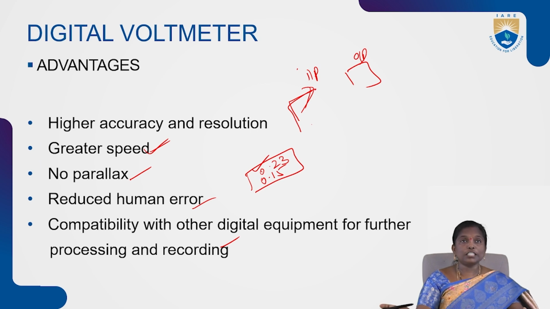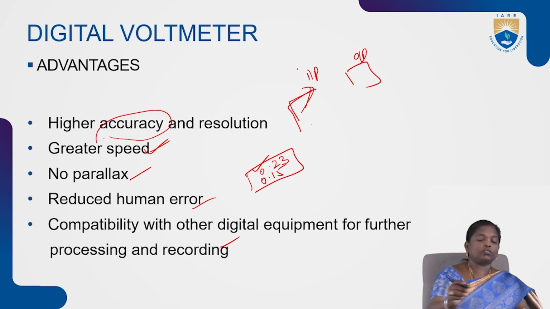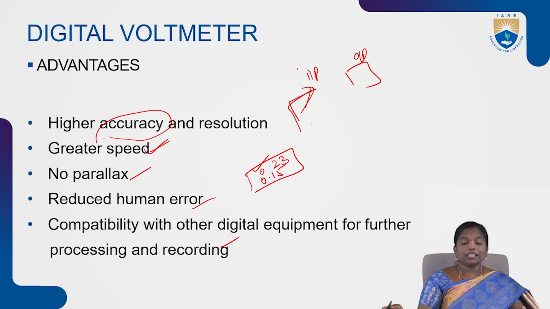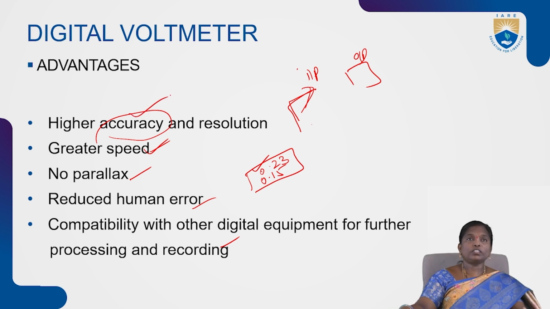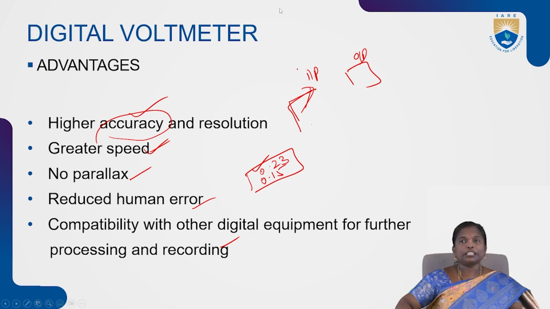The main advantages of a digital voltmeter are high accuracy and resolution. If you apply a certain input, we get the output without any delay. At the same time, the output we obtain is more accurate, because the reading obtained is almost or exactly equal to the theoretical value. So accuracy is very high. From this we can say that digital voltmeters have so many advantages.